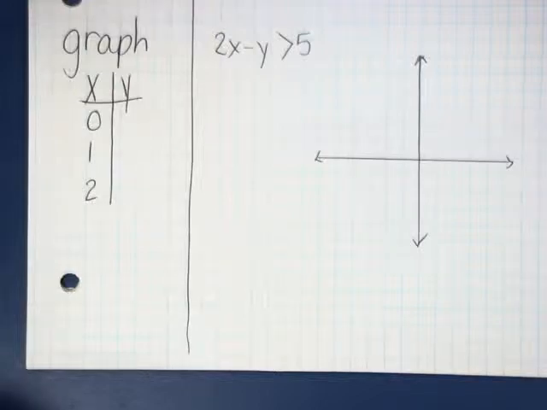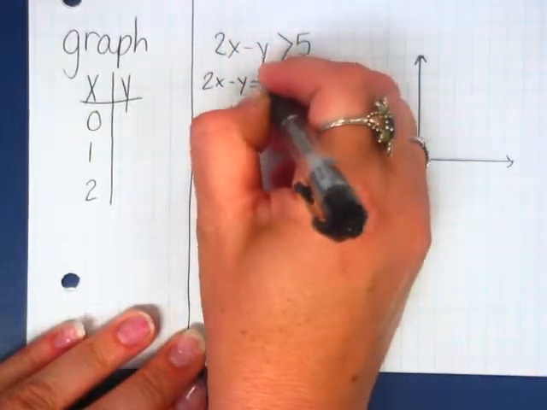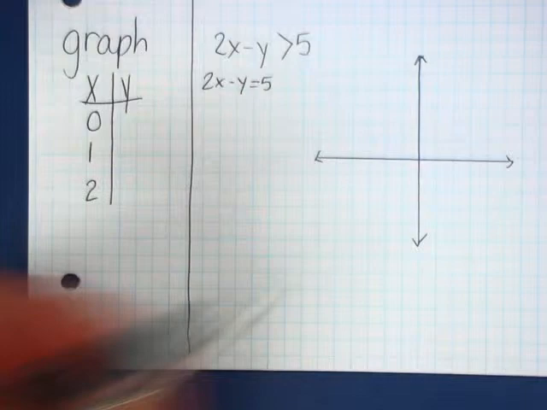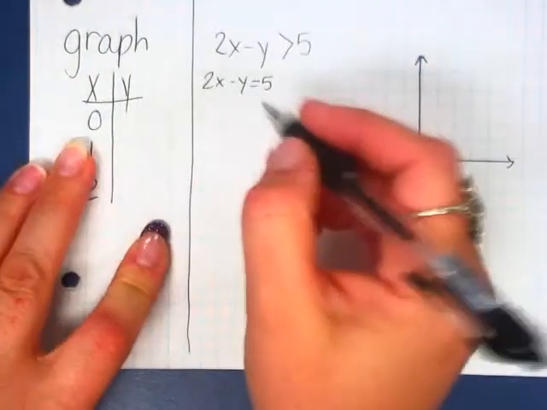Okay, so this time let's look at an inequality. We have 2x minus y is greater than 5. We're actually going to treat it like it's an equal sign to find the points just like we did just now, and then I'll show you what happens because it's greater than. So we're going to see what happens when x is 0.